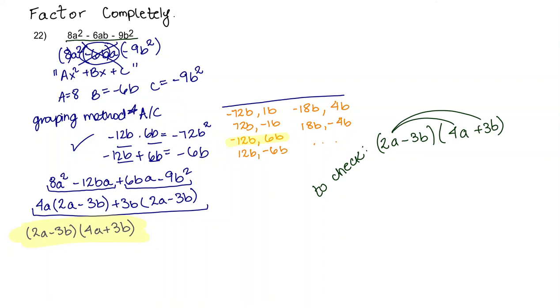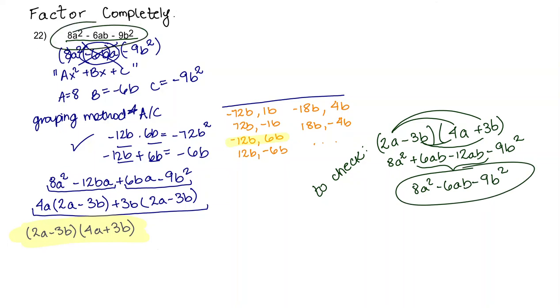Let's multiply 2a times 4a, which is 8a squared. We're off to a good start. 2a times 3b, which is 6ab. And then negative 3b times positive 4a is negative 12ab. And then negative 3b times 3b is negative 9b squared. When I bring these two together, that makes negative 6ab. And I bring everything else down, and it looks like I have the same as my question over here, which means I'm 100% sure now that this is the answer.